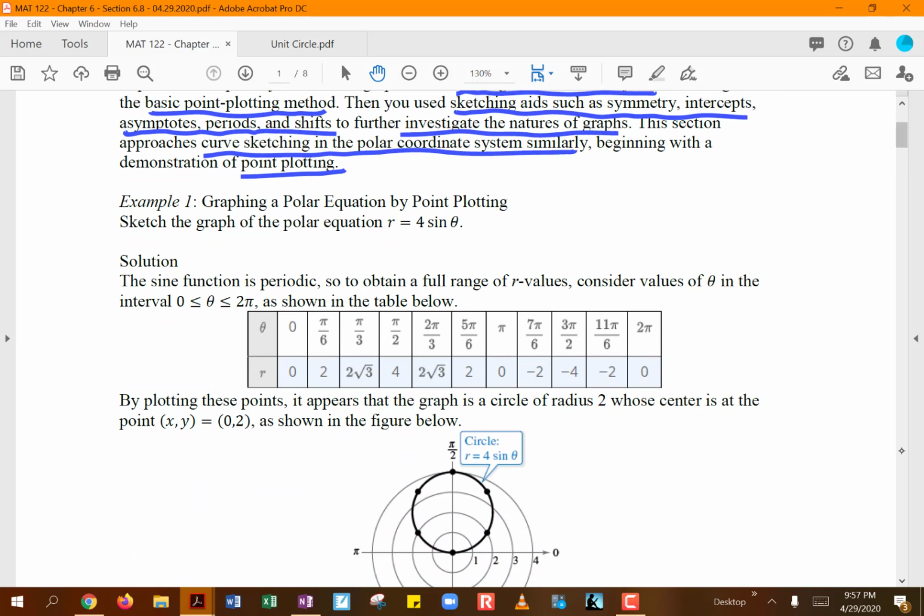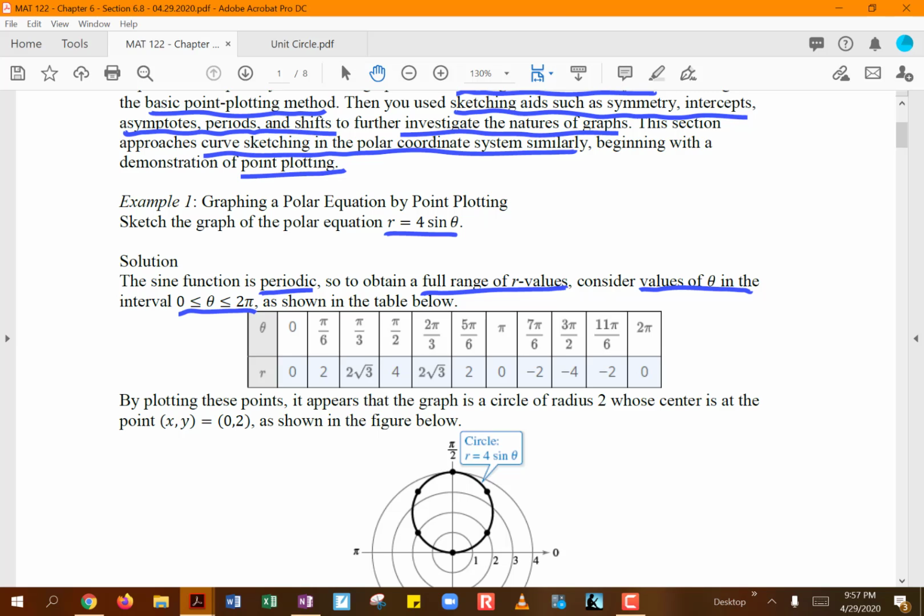So our first example here is asking us to sketch the graph of the polar equation r equals 4 times sine of theta. So of course we know the sine function is periodic, right? And so you can obtain a full range of your r values by looking at different values of theta from the interval of 0 to 2 pi, including the endpoints.